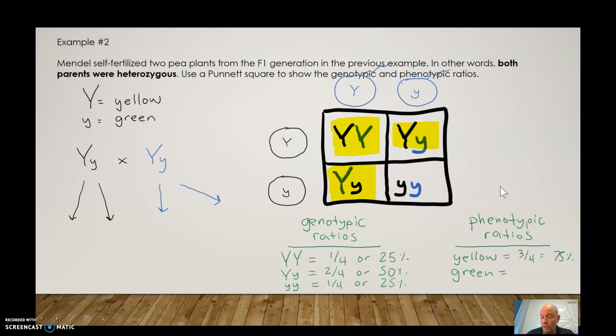Lastly, we have the green phenotype, which is going to occur 1 out of 4, or 25%, and that will be the one that I color green. And here, the only possible way to get a green phenotype is to have 2 recessive alleles matched up.